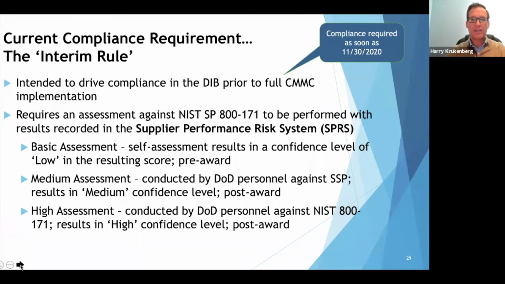In doing so, they, as a contractor, perform a basic assessment, and that basic assessment is pre-award. So once you do that, enter your score in SPRS, you're considered compliant. But then the government also has the option to come back post-award and do a medium or a high confidence level assessment.